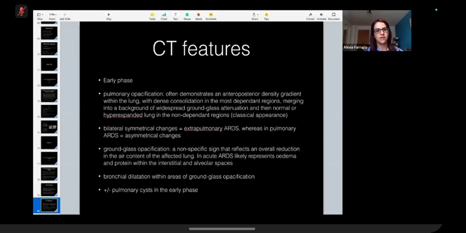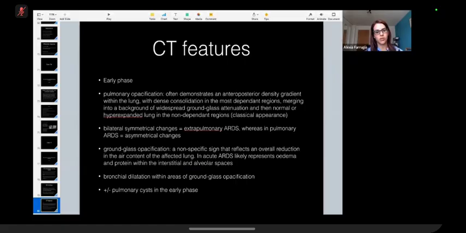On CT, in the early phase, which we saw in this lady, pulmonary opacification, there was an anterior-posterior density gradient within the lung with dense consolidation in the most dependent regions. The ground glass opacification, which we saw in the non-dependent regions, reflects an overall reduction in the air content of the affected lung, and in the acute or early phase, likely represents edema and protein leaking within the interstitial and the alveolar spaces.